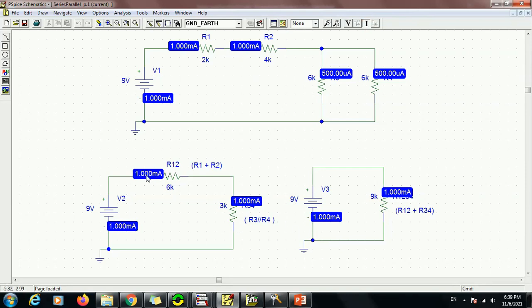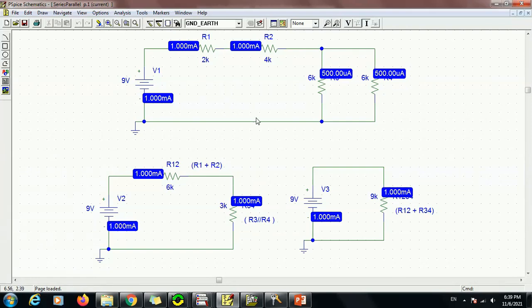Now the 1 milliamp is passing through these two resistors, which we added up in series here, and then goes to the other two resistors which were added here in parallel. And we can guess that the voltage drop across these two resistors in series will simply be the 1 milliamp multiplied by the 6 kilo ohm, which is 6 volts. So the voltage here must be, since the supply is 9 and we have a voltage drop of 6, then this must be 3 volts.